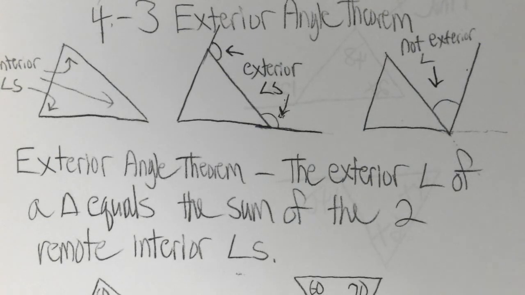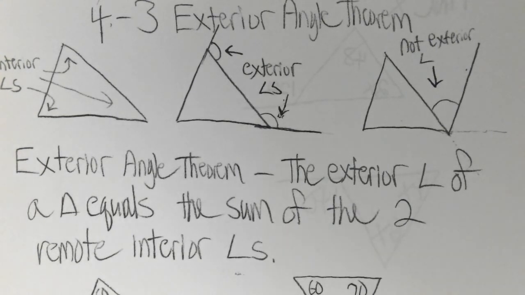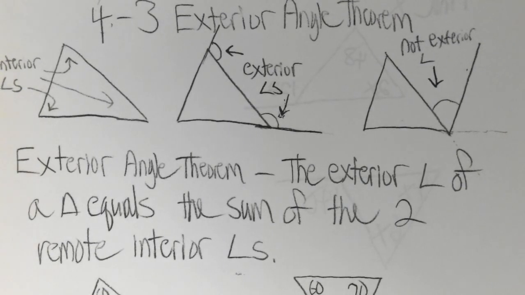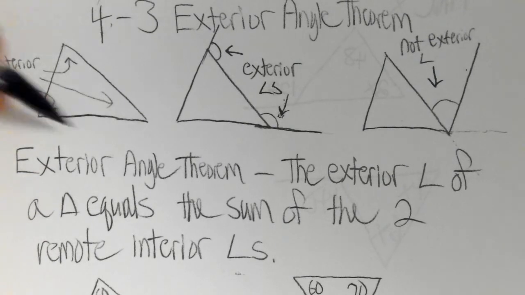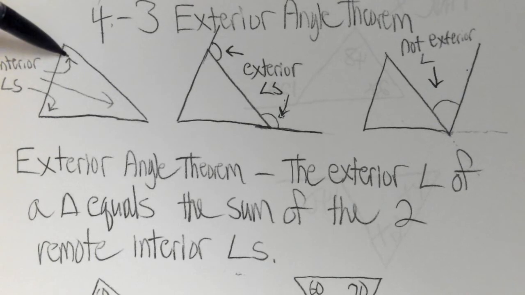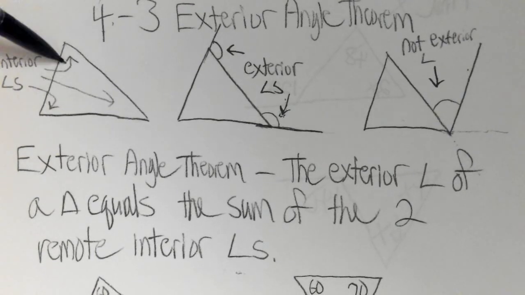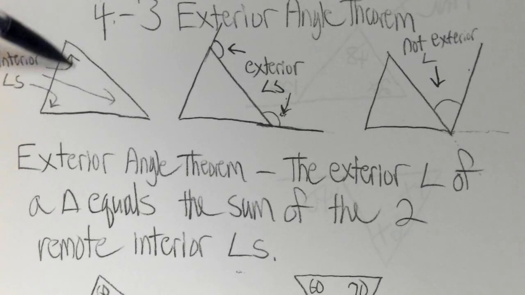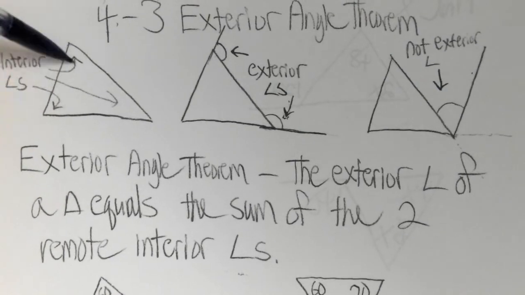Okay, this is section 4-3, and our topic here is the exterior angle theorem. And so, first thing we need to take a look at is in a triangle how to determine where the exterior angles are. So, if we have a triangle, it's got three interior angles. So the angles that are at the vertices of the triangle, those are the interior angles. Interior means inside. The angles inside the triangle, those are interior angles.